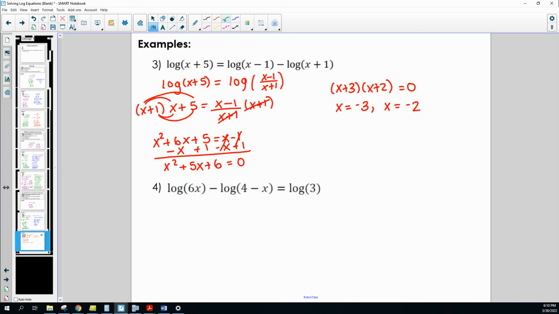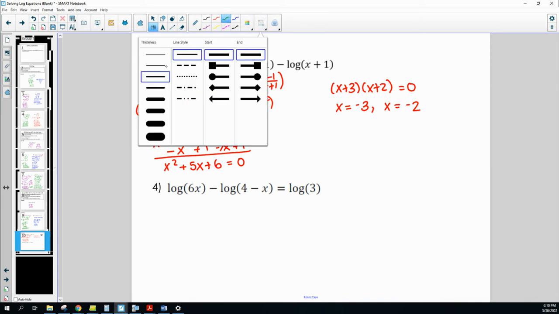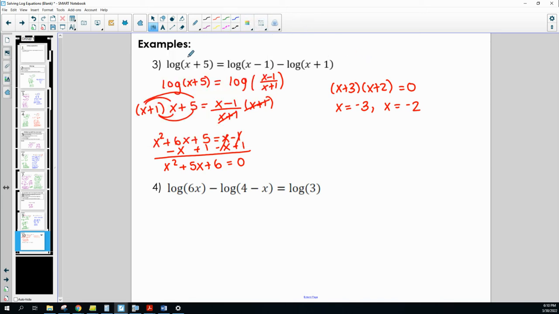We need to check our arguments. So if I take the negative 3 and I plug it in, negative 3 plus 5, that is a positive, so that's okay. Negative 3 minus 1, that is a negative. Negative 3 plus 1, that is a negative. So if any of them is negative, it's an extraneous solution. So we see that that doesn't work.